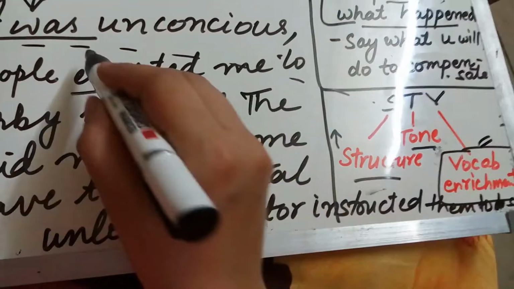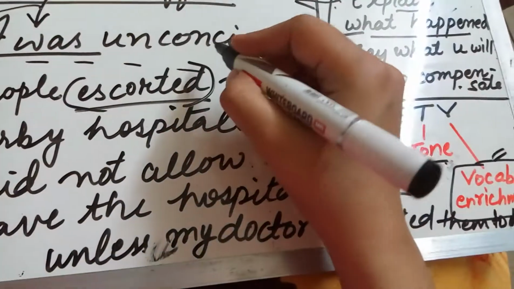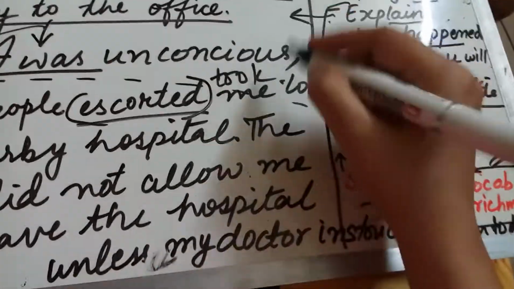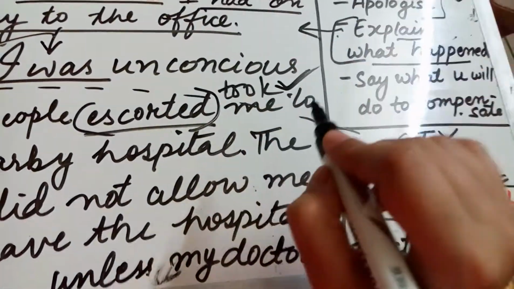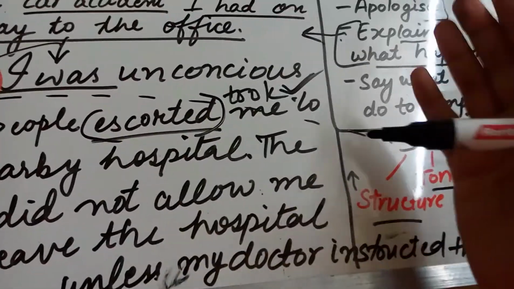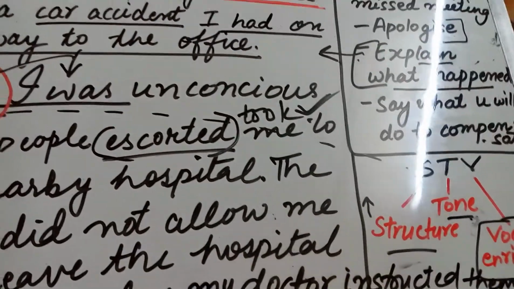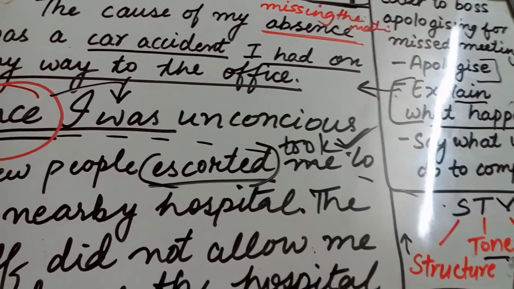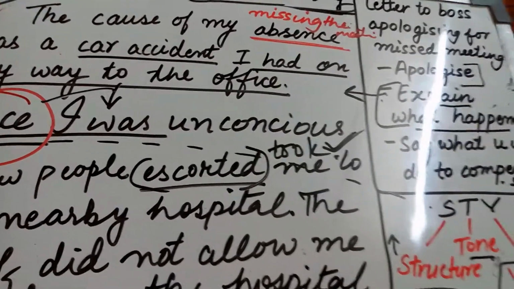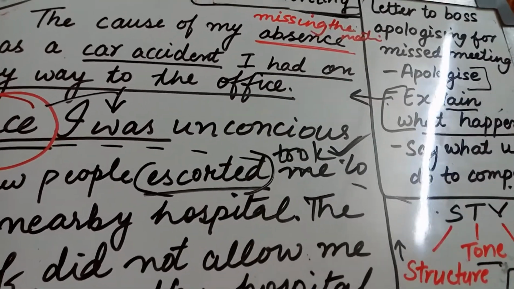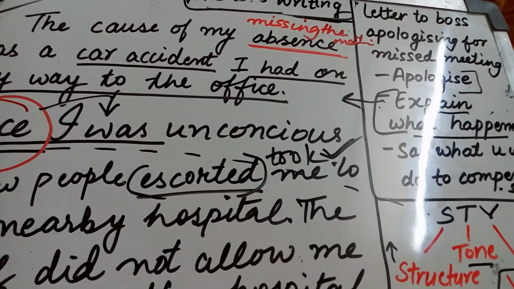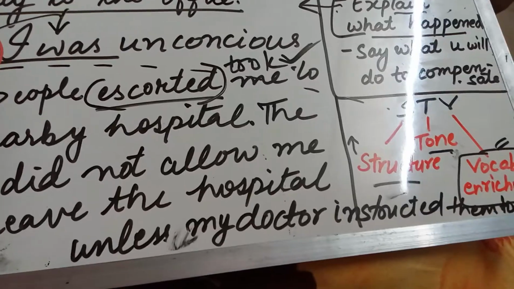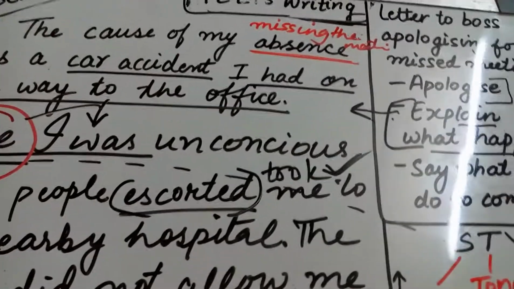Vocab enrichment: escorted. Few students may write "took me to hospital". See, nothing is wrong. It's right. But it's better to use some good words so that the examiner has an impression that you have better knowledge. See, a person with 6 bands will have good knowledge of English. Those who need a 7 have to show a good knowledge of English, so they have to use such words. Okay, good.